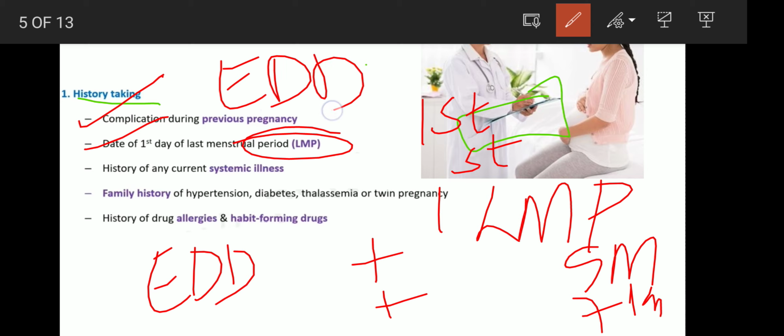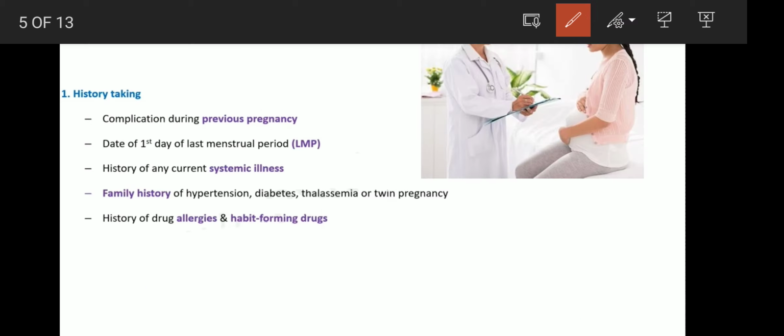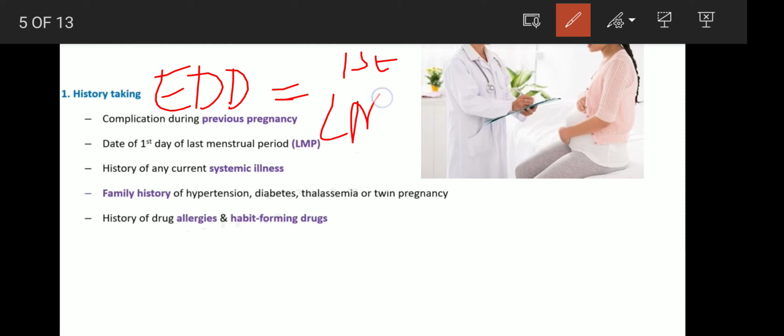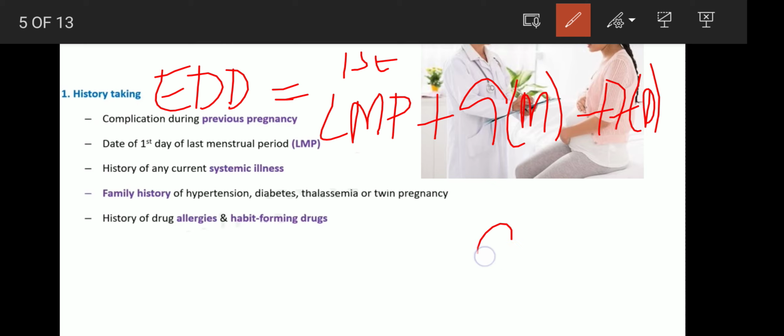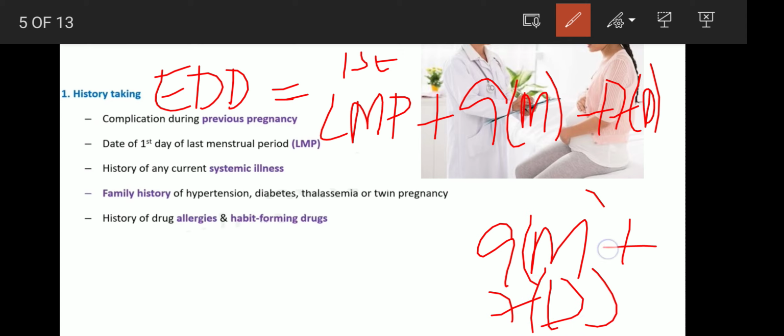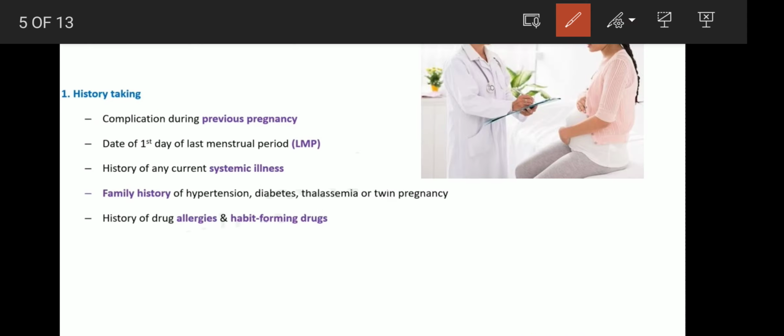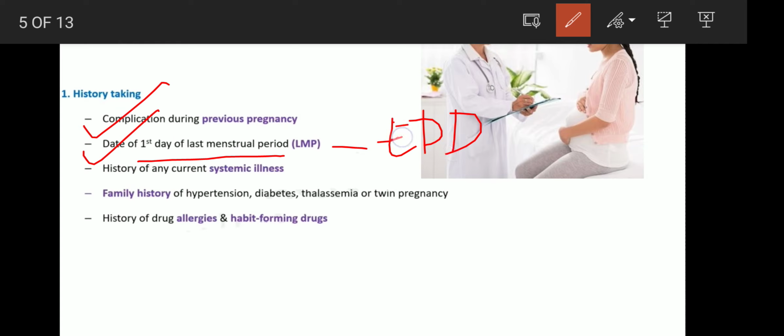We get the what do we get? EDD. Okay. Let us again see the formula of EDD. EDD is calculated by taking the first day of last menstrual period plus 9 months plus 7 days. Okay, this is how the EDD is calculated. So in the history taking, we saw the complications and the date of the first day of the last menstrual period, so that we can calculate the EDD. And how we calculated the EDD, we have seen.